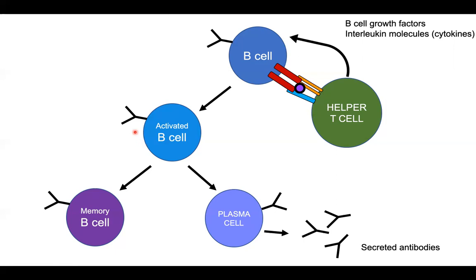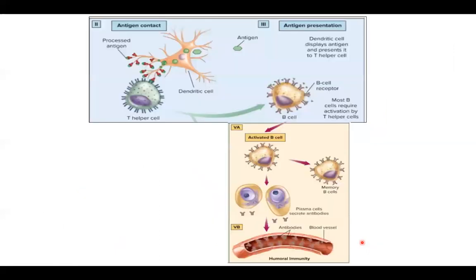Some population of these B cells that have undergone mitosis will become memory B cells, which is awesome because that means they'll circulate in the body for years, just in case the pathogen comes back. And then another fraction of these cells become the plasma cells, which are the cells that are actually secreting the antibodies. And here are the secreted antibodies.